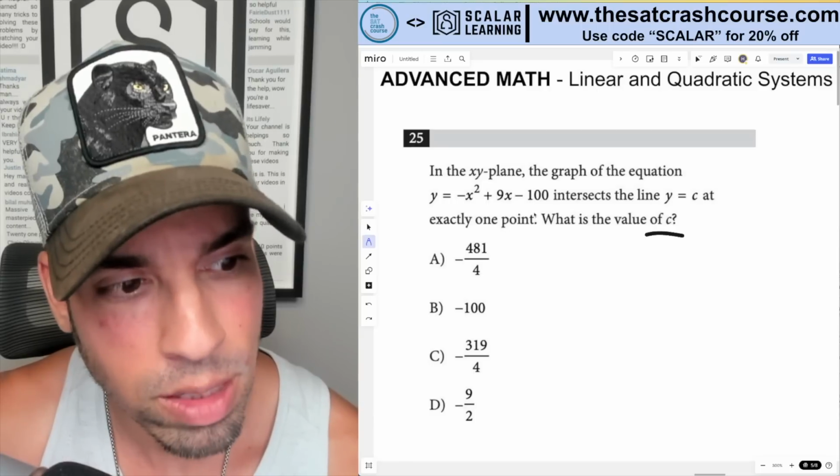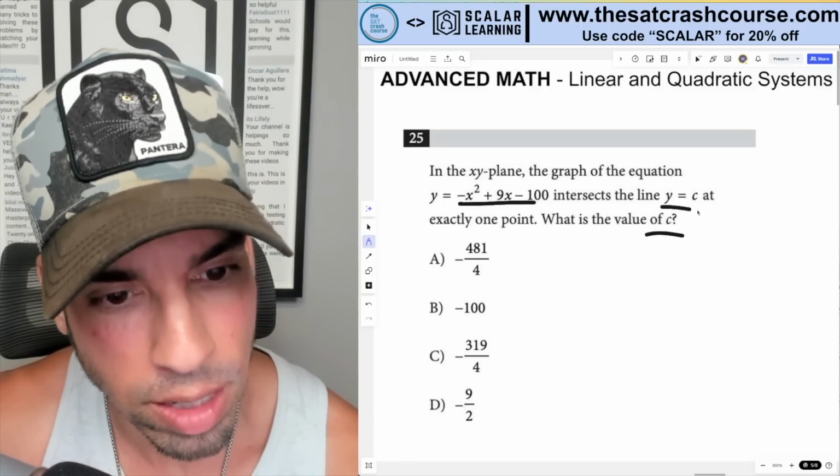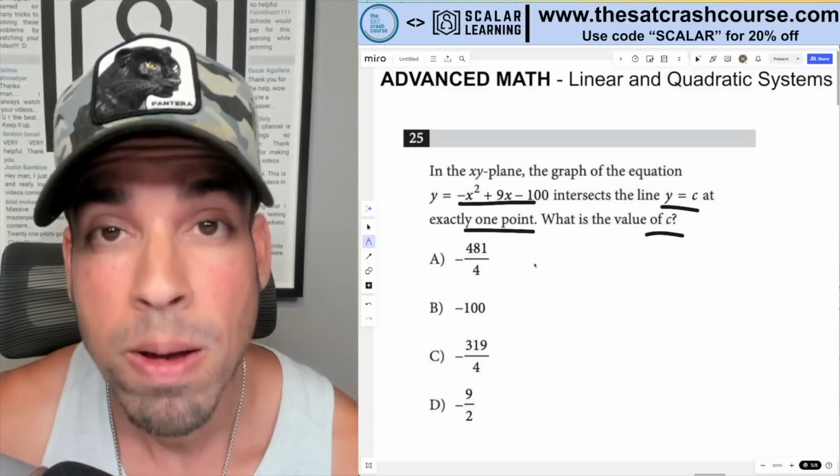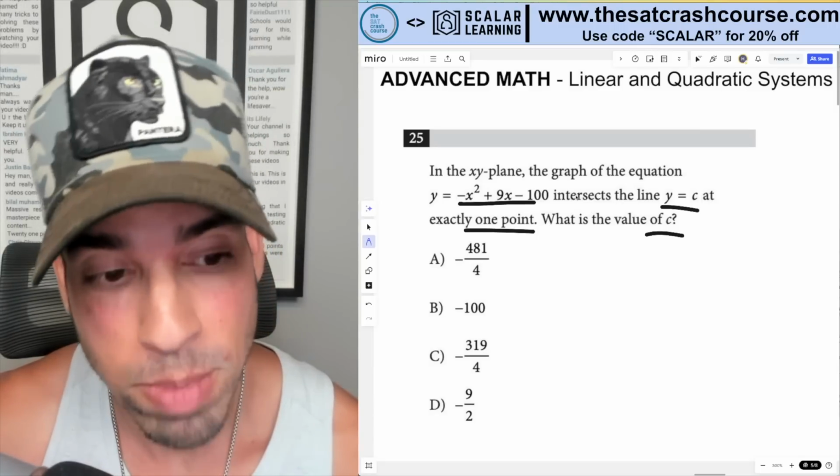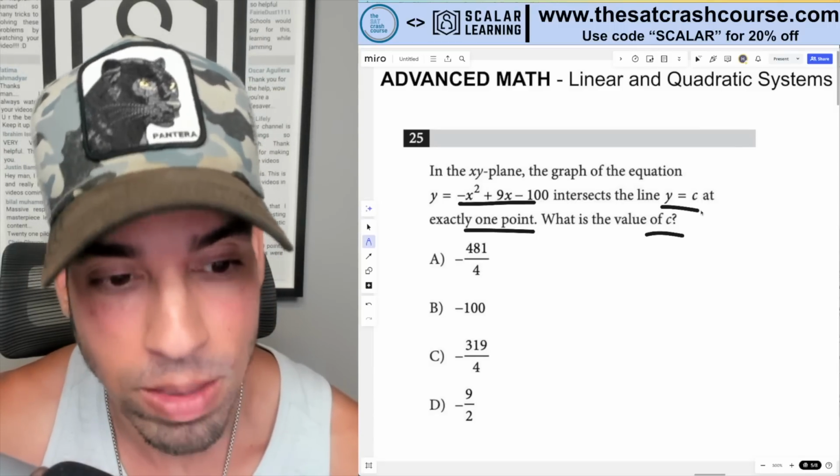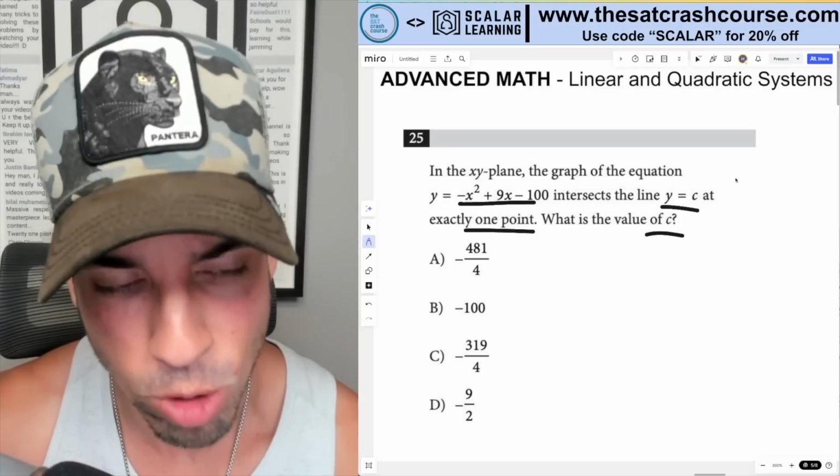And when we see something about a quadratic and a line and exactly one point, I want you to think about nature of solutions, meaning the discriminant. That's going to come in handy. Now, you can also solve this using DESMOS, so I'm going to show you both ways.